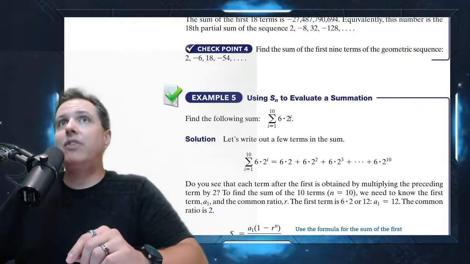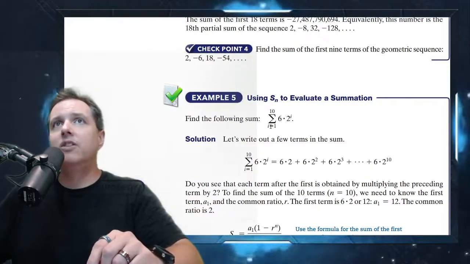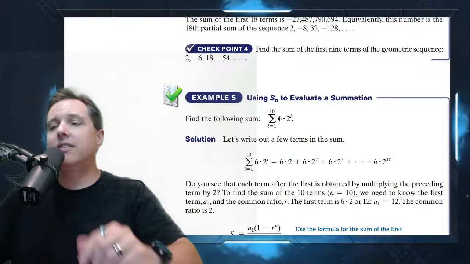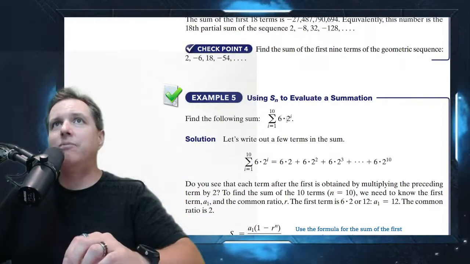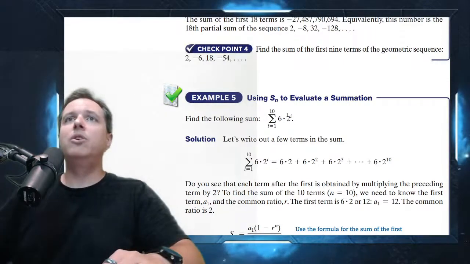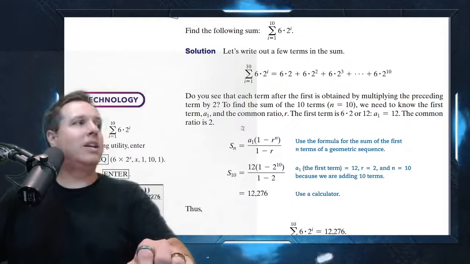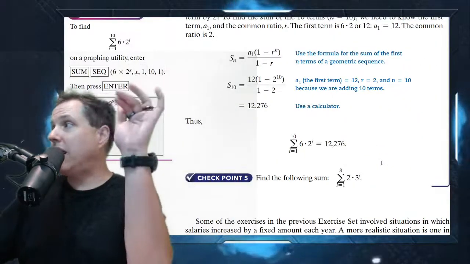Technically, you don't even have to have an i in there, but then you're just adding a bunch of constants. Like if it was just the sum from i equals 1 to 10 of 6, you would just be adding a bunch of 6s. But in this case, it's 6 times 2 to the i, so you have some calculations to do there. You can see they just go through, plug it into the formula, and go. So use this section of the book a lot.